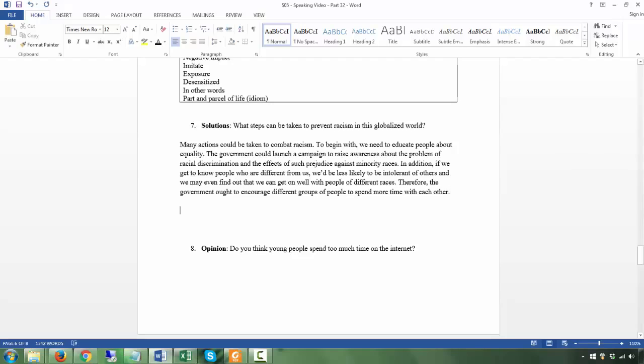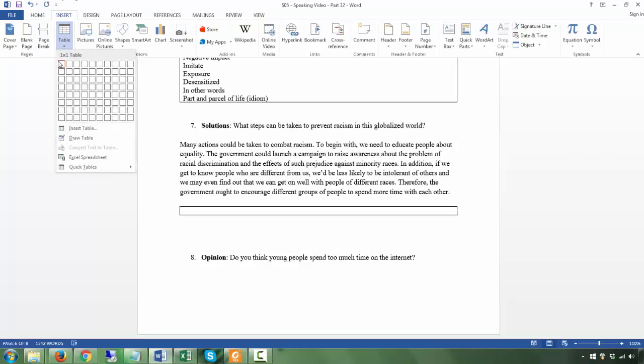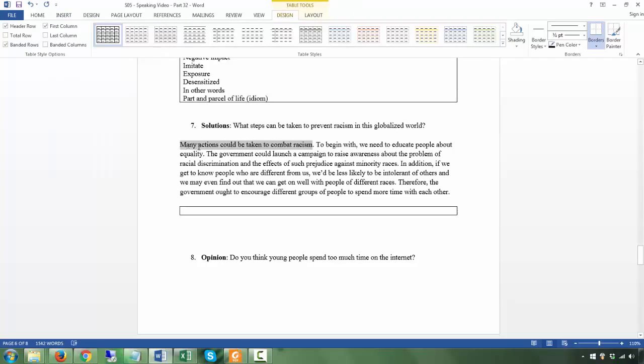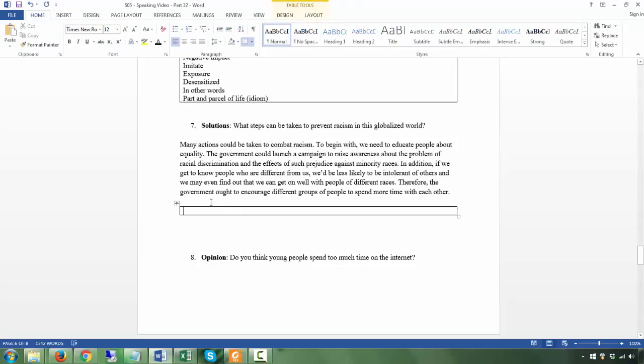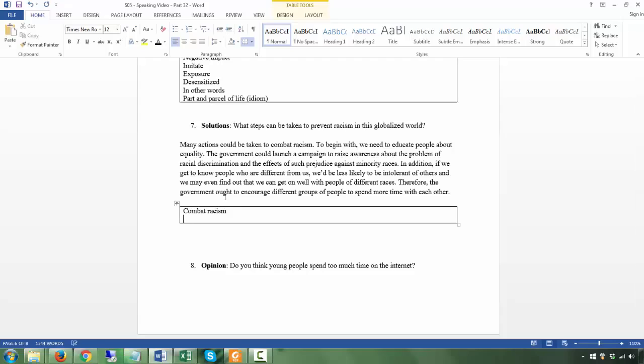Okay, let's analyze this. The introduction here. Okay, good collocation, combat racism. Okay, you combat racism. That's a good collocation. Now, for those of you who have not gone through the writing, again, you would not really know what a collocation is. So my advice to you is, after you've gone through the writing, go back to review these videos, and then you'll basically know what a collocation is.